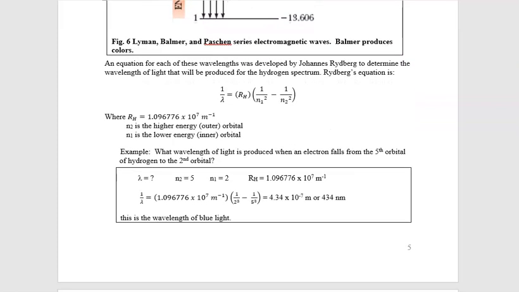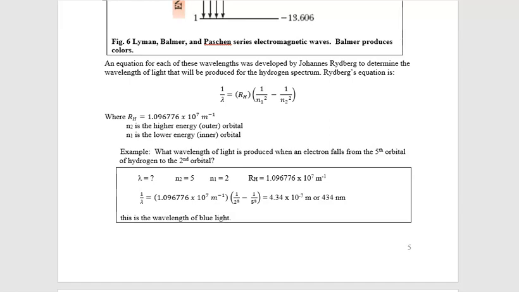Okay, an equation for each of these wavelengths was developed by Johannes Rydberg to determine the wavelength of light that will be produced for the hydrogen spectrum. Rydberg's equation is, and there it is. It looks scary, but it's actually not that scary.